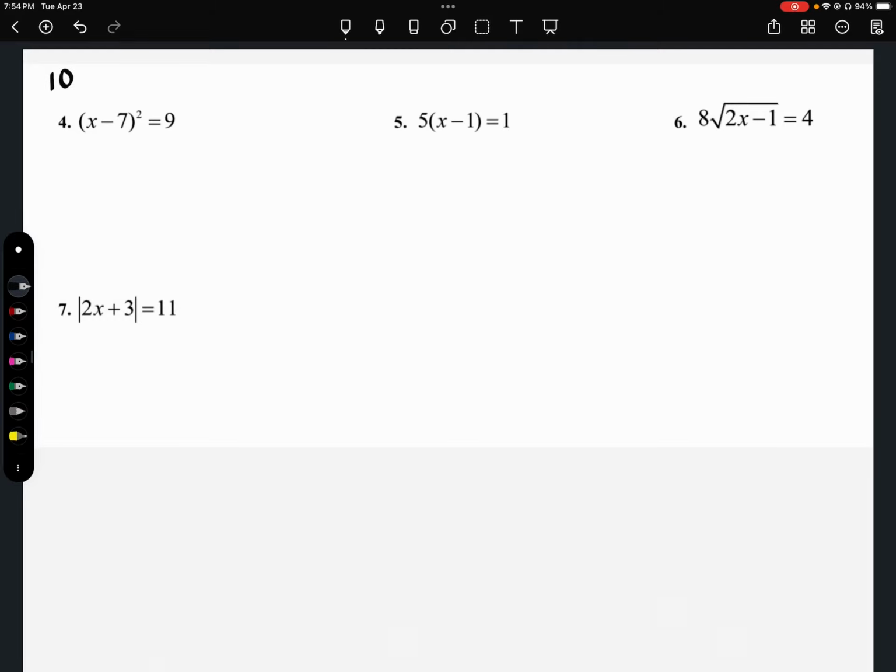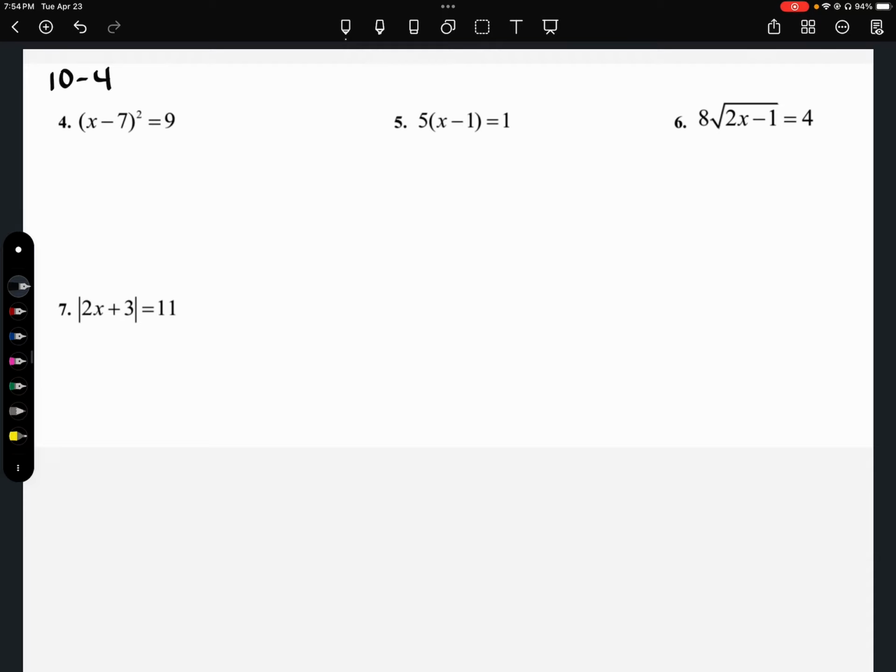This video is for lesson 10-4. We're looking at the practice problems 4, 5, 6, and 7. So number 4, we have the equation, the quantity of x minus 7 squared is equal to 9.